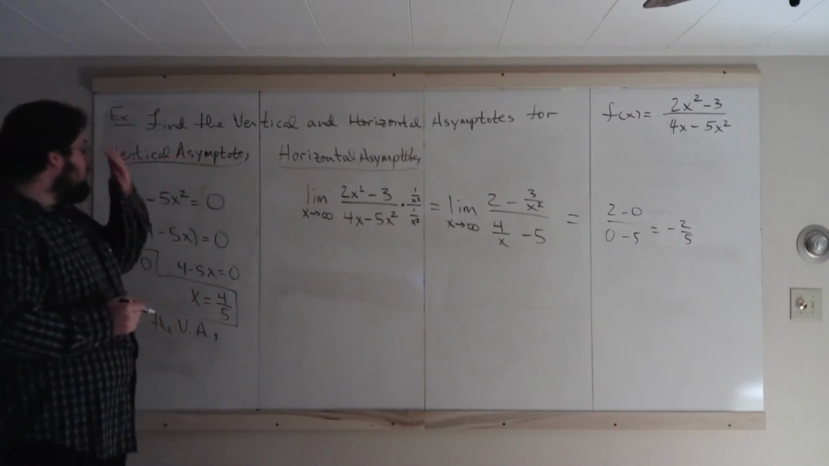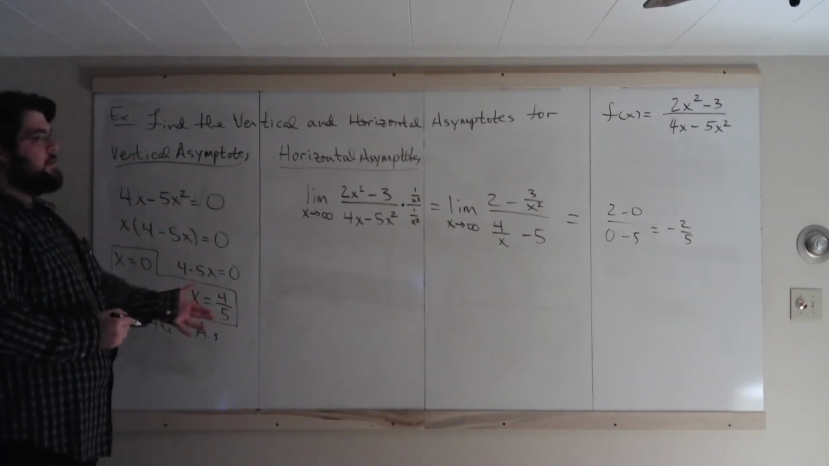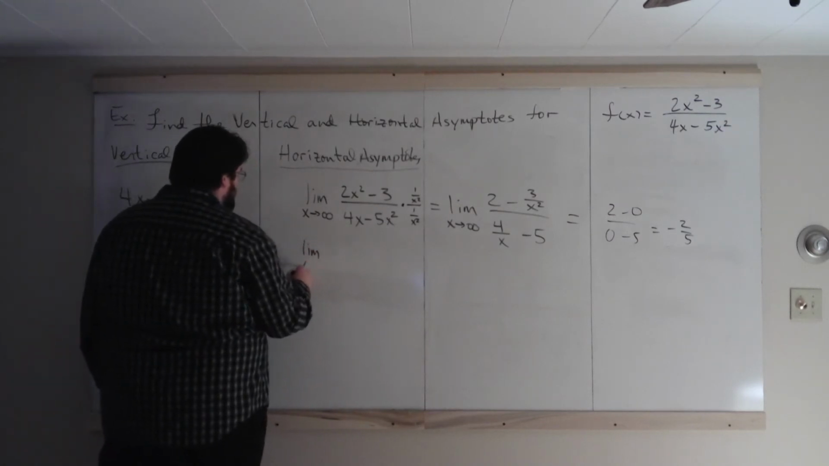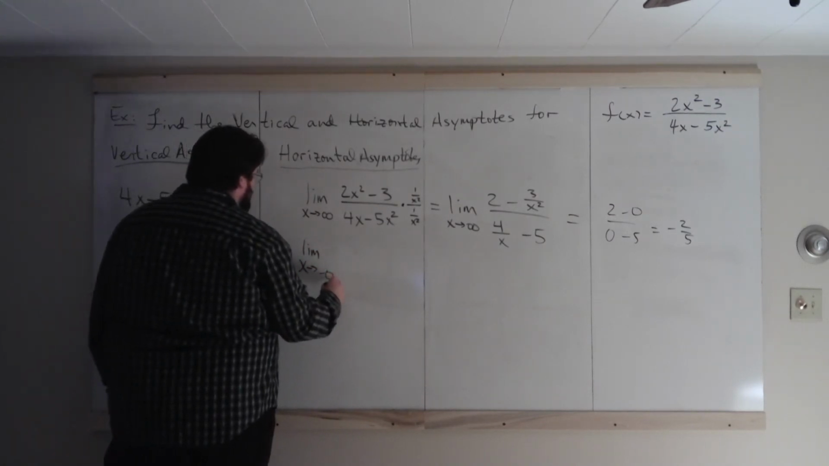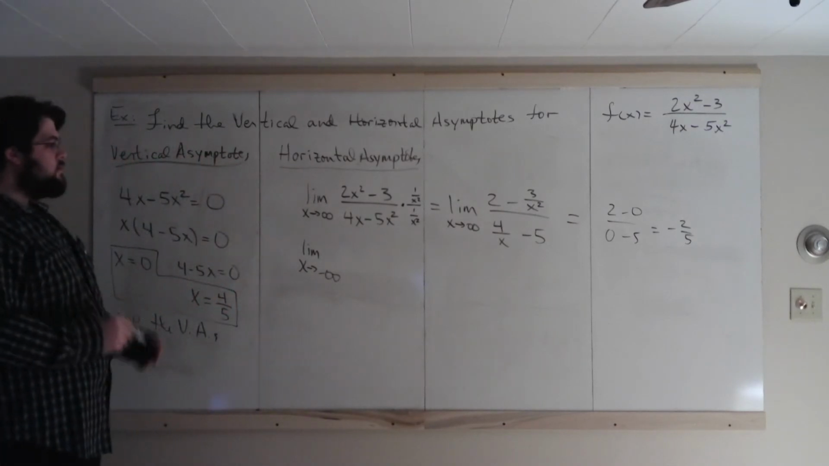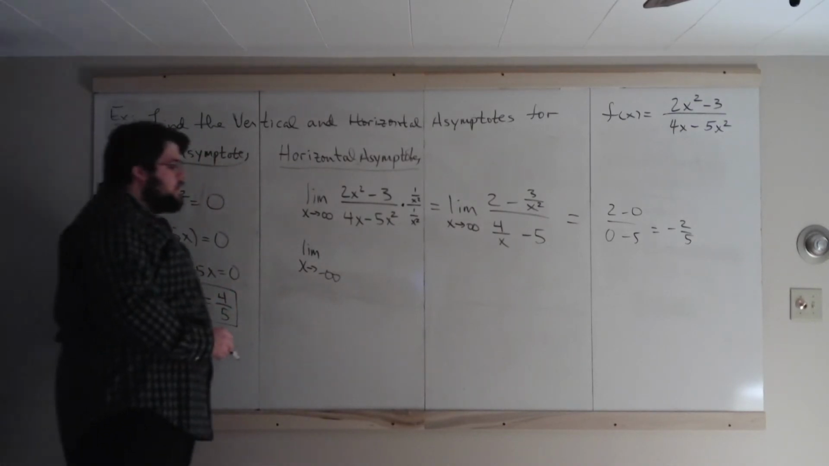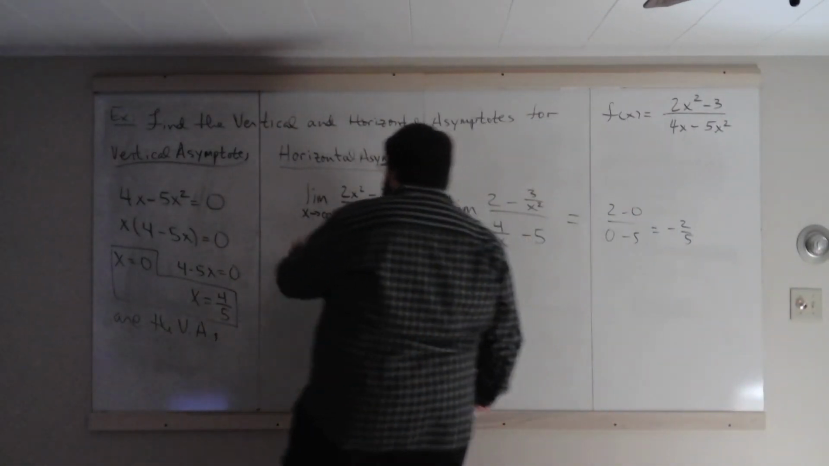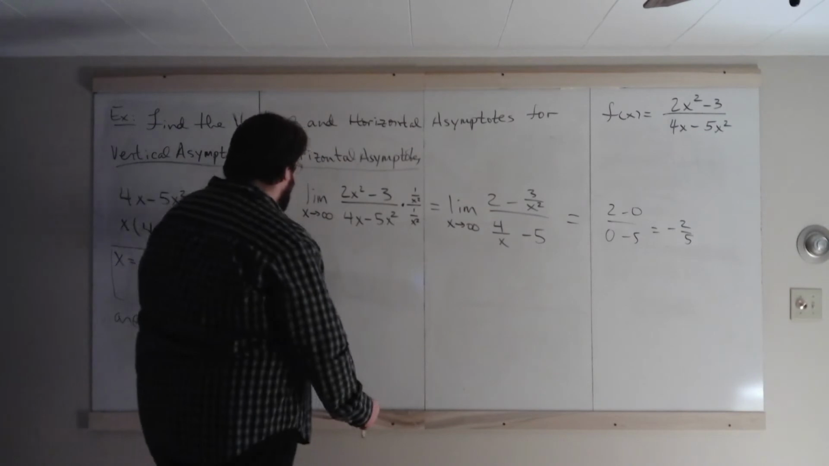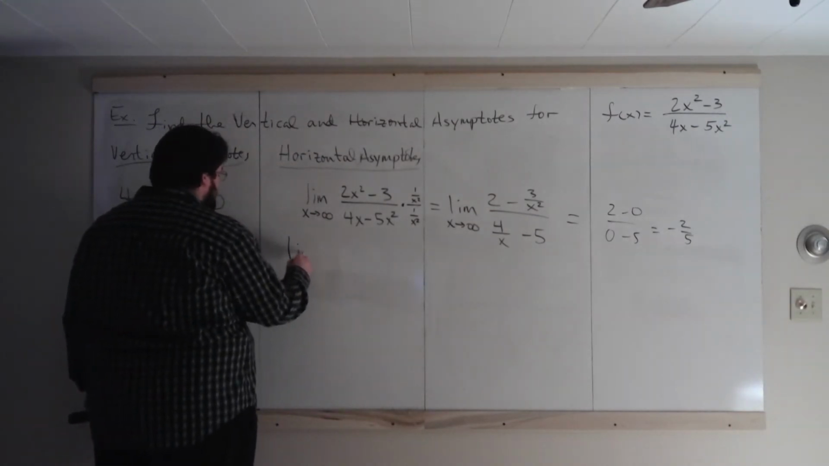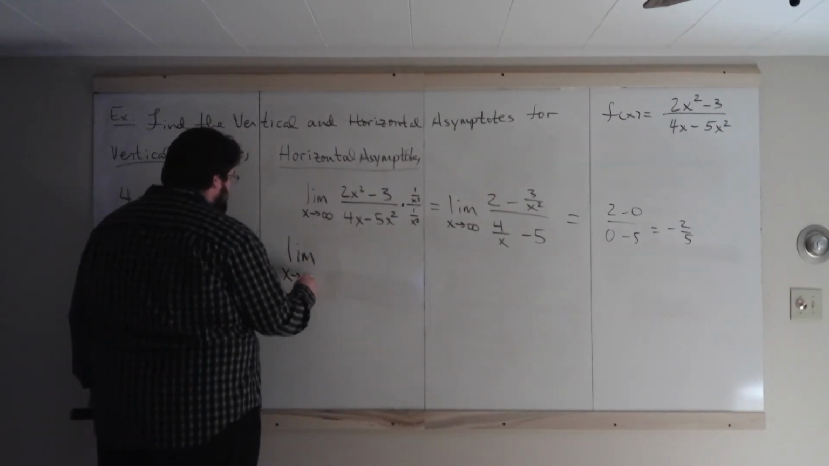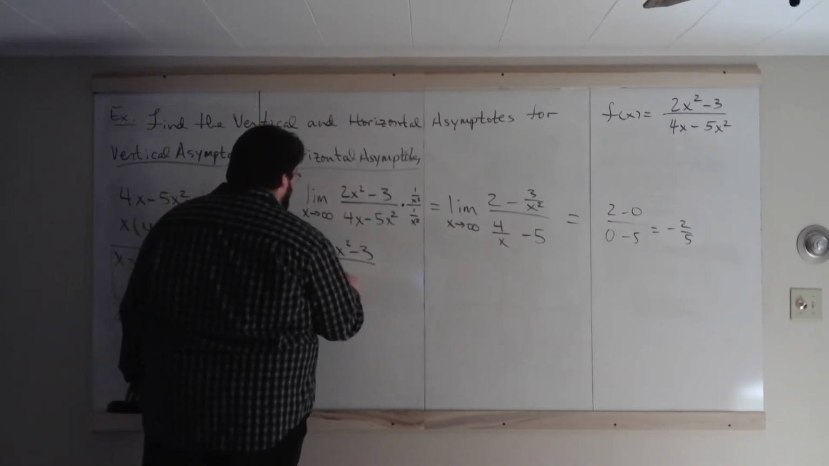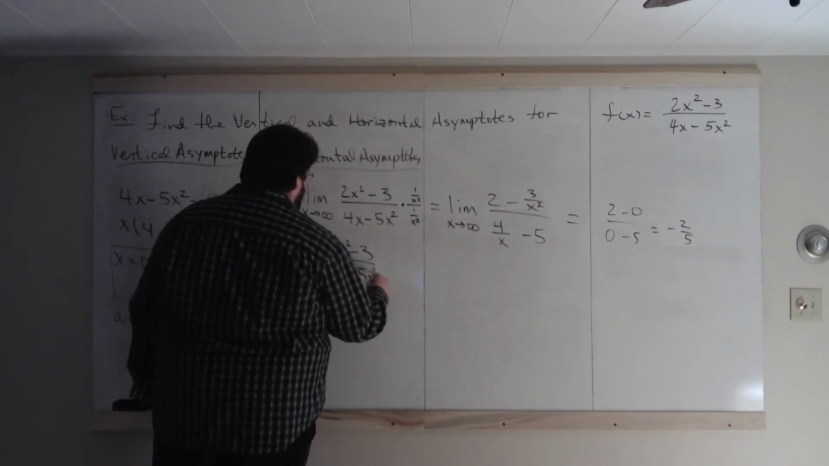Well, that's great. We have one of our limits, so we have a horizontal asymptote. What we need to do next is compute the limit as x goes to negative infinity. I should write that so it looks a little better. So we did one limit. Now we have to do the limit as x goes to negative infinity of 2x squared minus 3 over 4x minus 5x squared.